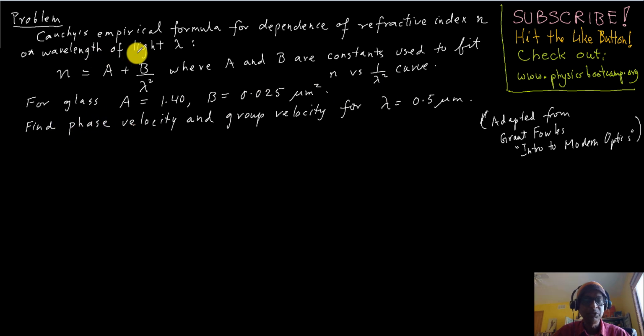Then the question becomes: what is the phase velocity and group velocity if I use this wavelength light? When I use this wavelength light, what are you going to get? So we're going to do this problem, but first we have to know what is the difference between them.